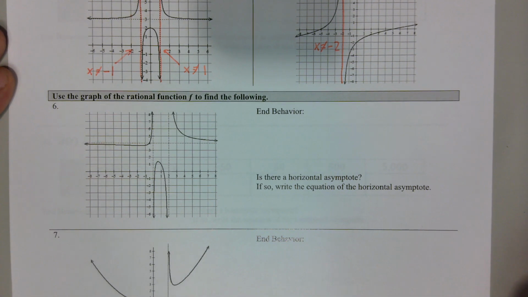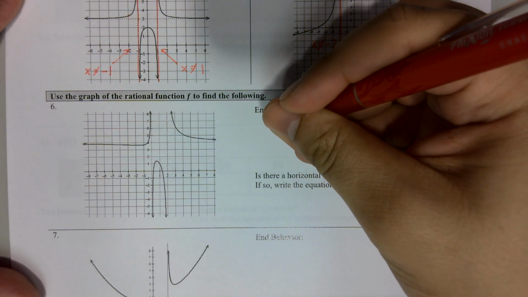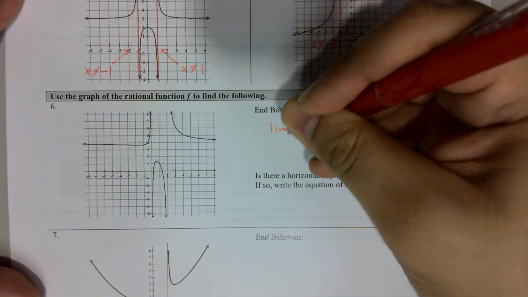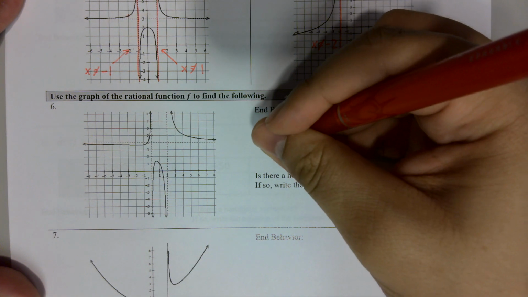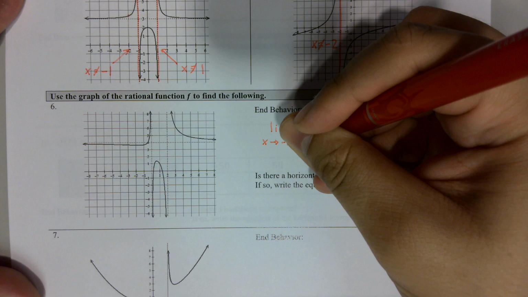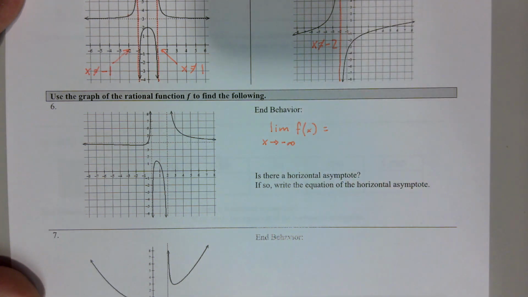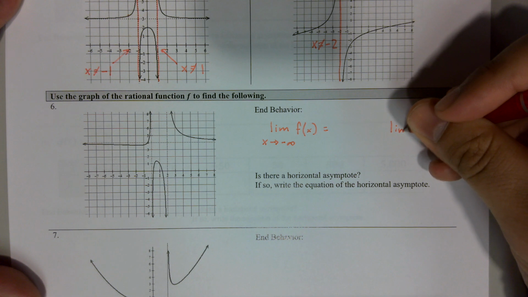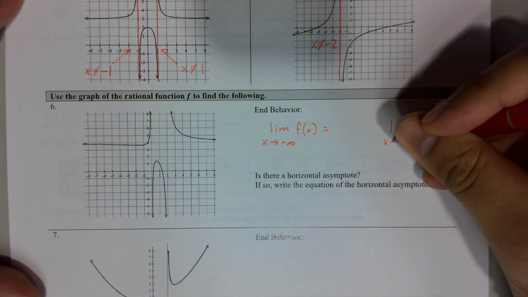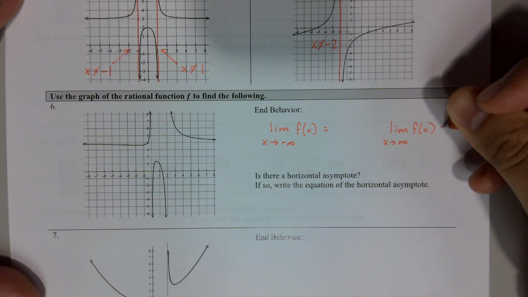Now what about number 6? We're trying to look at the end behavior. So the end behavior, this is always going to look like limit, whatever your independent variable is called. In this case, we're just going to use x. As x goes to -infinity for f of x, and then limit as x goes to positive infinity of f of x.